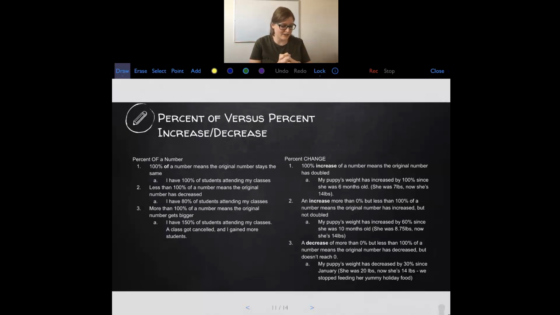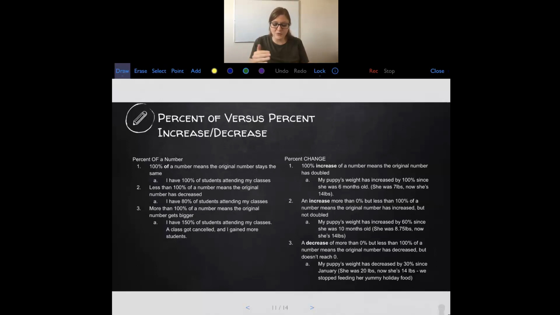Percent change, so this is where we talk about increase and decrease. So 100% increase of a number means the original number has doubled. Okay, so my puppy's weight increased by 100% since she was 6 months old. She was 7 pounds, now she's 14. So see how that's doubled? I can say that's 100% increase from when she was 6 months old.